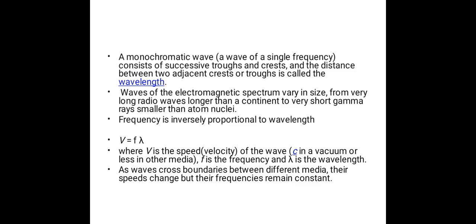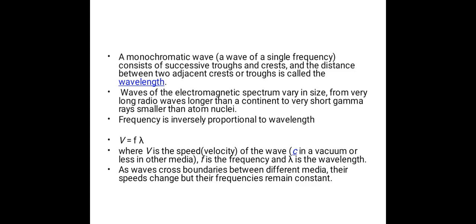A monochromatic wave, a wave of single frequency, consists of successive troughs and crests, and the distance between two adjacent crests or troughs is called the wavelength. Waves of the electromagnetic spectrum vary in size from very long radio waves longer than a continent to very short gamma rays smaller than atom nuclei. Frequency is inversely proportional to wavelength.